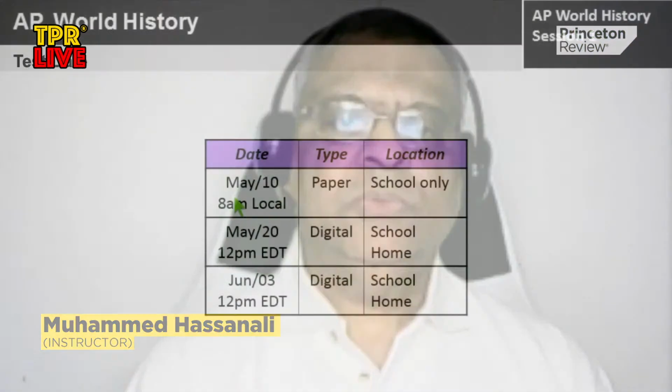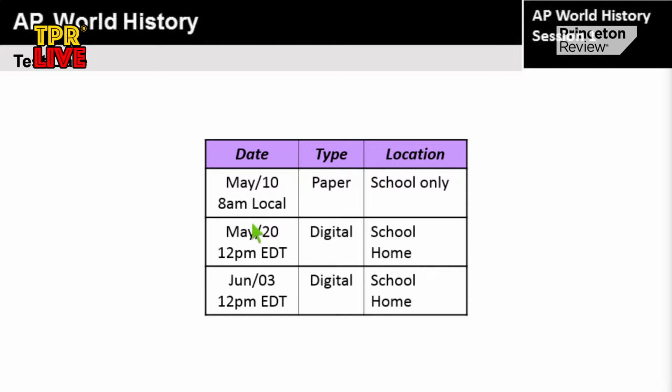So when are the test dates? Well, they have changed things up a little bit. There used to be only 1 test date, but now, as you can see, there are 3. They have the traditional paper only, which is only offered in your school. And then on May 20th and on June 3rd, they have 12 p.m. Eastern Daylight Time, where it would be administered either in school or at home. This choice is something that your school makes, so you will need to talk to your AP counselor to see what choices you have.